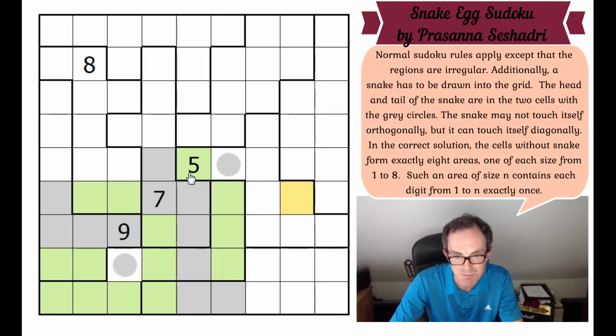This green cell has got a 5 in it. Therefore, it's at least of size 5. So this square must be green. And so far, we're doing quite okay. Oh, I meant to make that grey. This is grey because the snake's got to continue.